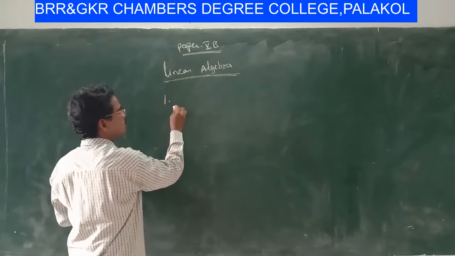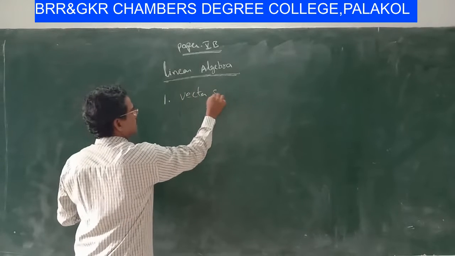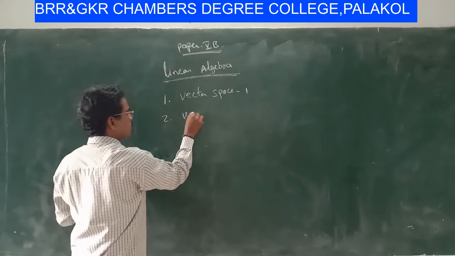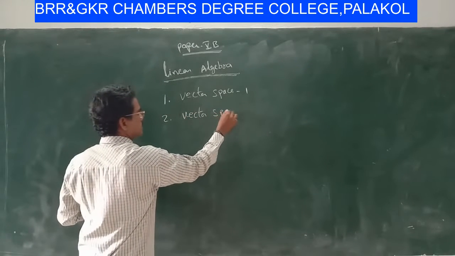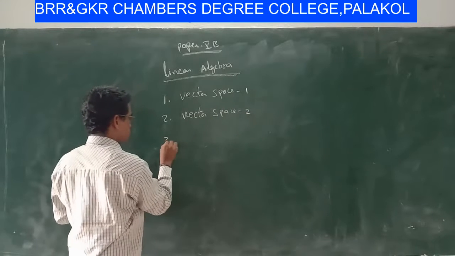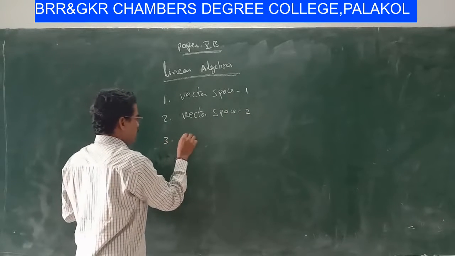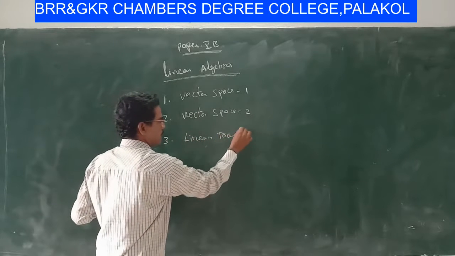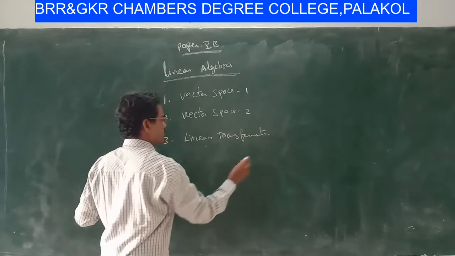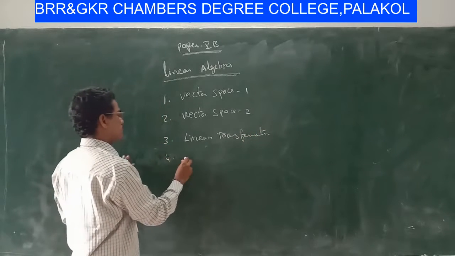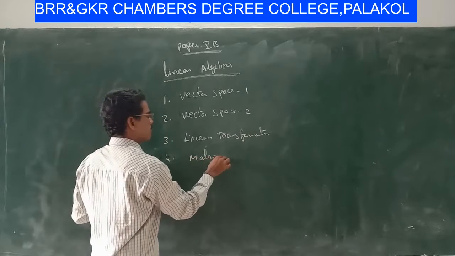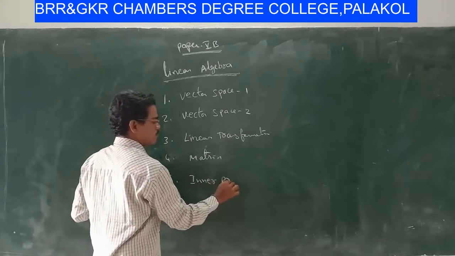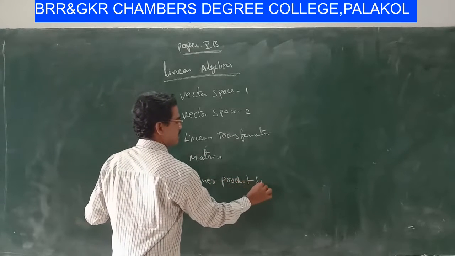Unit 1 is vector spaces 1. Unit 2 is vector spaces 2. Unit 3 is linear transformations. Fourth one is matrices, and fifth one is inner product spaces.